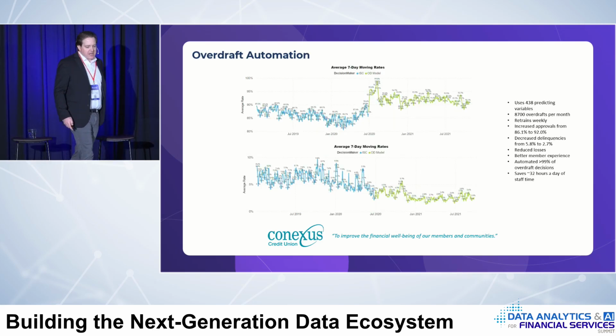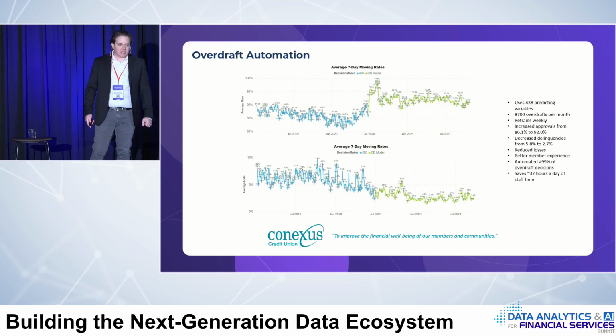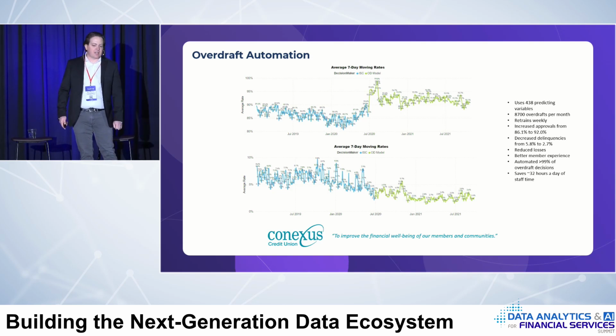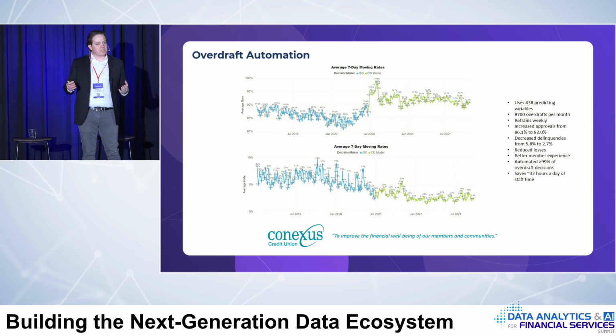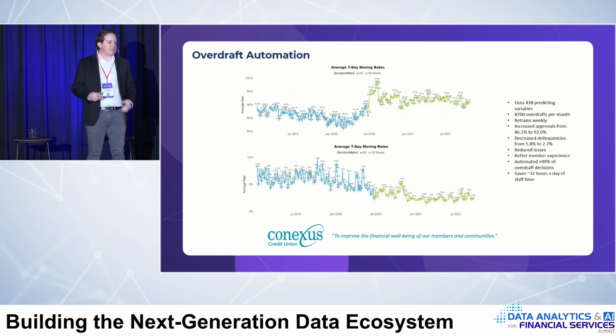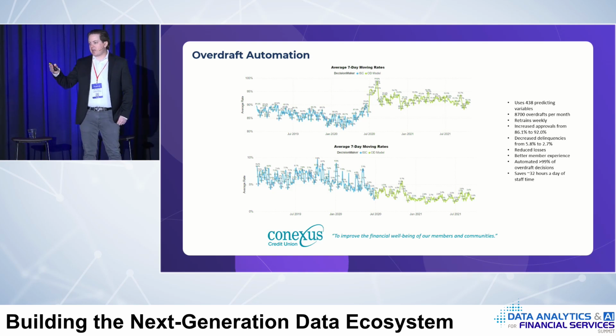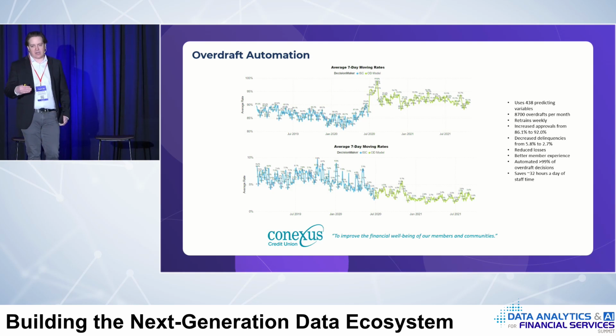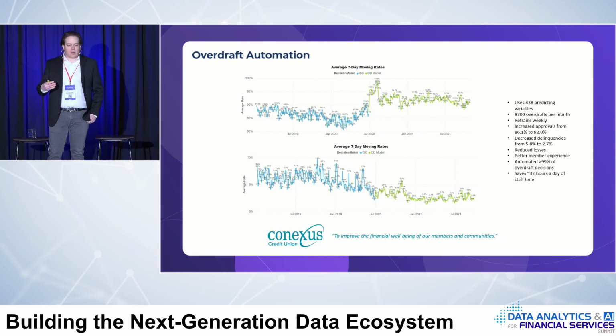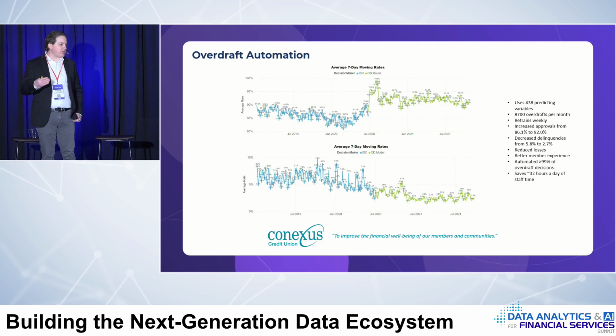This is my last example, an overdraft automation process that we did at Connexus. Essentially, the way it works within the credit union space, or for most credit unions anyway, is as a customer, if you have a transaction that's going to come out of your account and you don't have enough funds, they'll allow you to go overdrawn in the account.